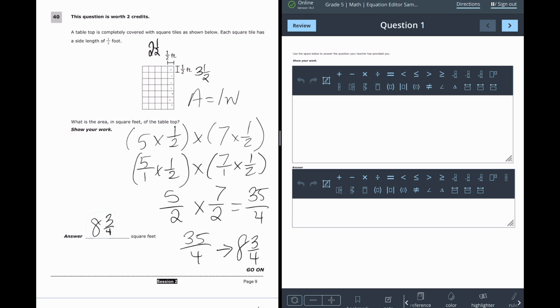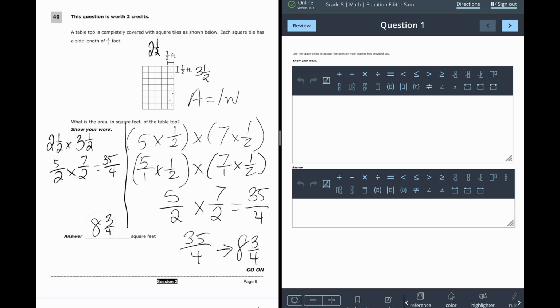So let's actually show the difference in work here and how we will put it in. If you had that, then you're still doing 2.5 times 3.5, and you're still going to have to convert them to mixed numbers, and you would end up getting 5.5 times 7.5, and you would still get the same answer, 35/4. So whichever one works for you is fine.